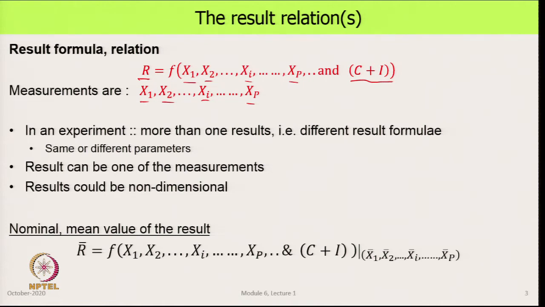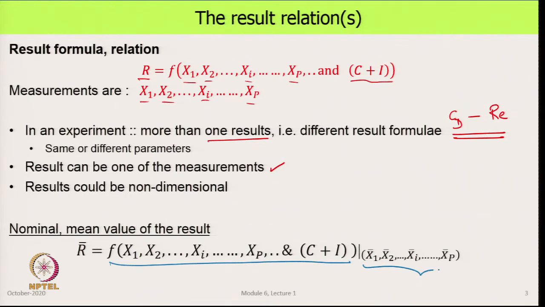Now, in this experiment, we could have more than one result. The example I cited in the earlier lecture was drag coefficient and Reynolds number, or the result could be one of the measurements itself, or the result could be non-dimensional as we saw in this case. And the nominal value of the result is a straightforward calculation using the result formula evaluated at the mean values of every parameter.